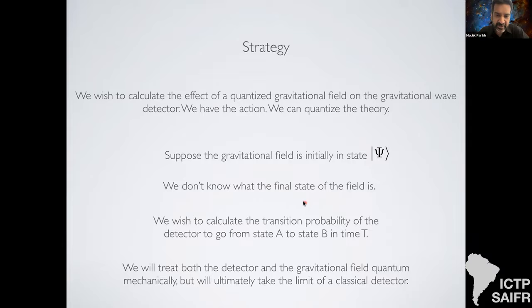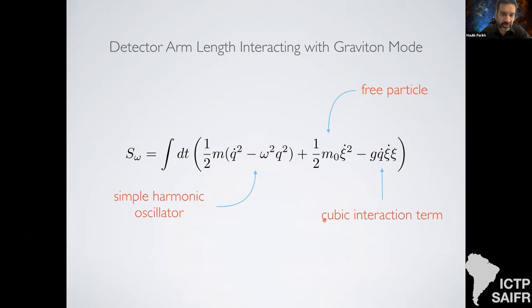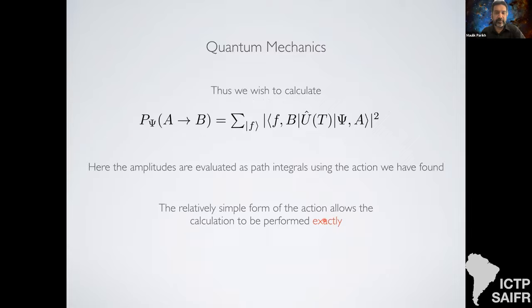And so at the end of the day, we're gonna take a classical limit and we'll obtain the effective equations of motion of the detector. But for now, we're gonna treat everything quantum mechanically because we have our action, we can just quantize this full system. All right, so more precisely, this is what we want to calculate.